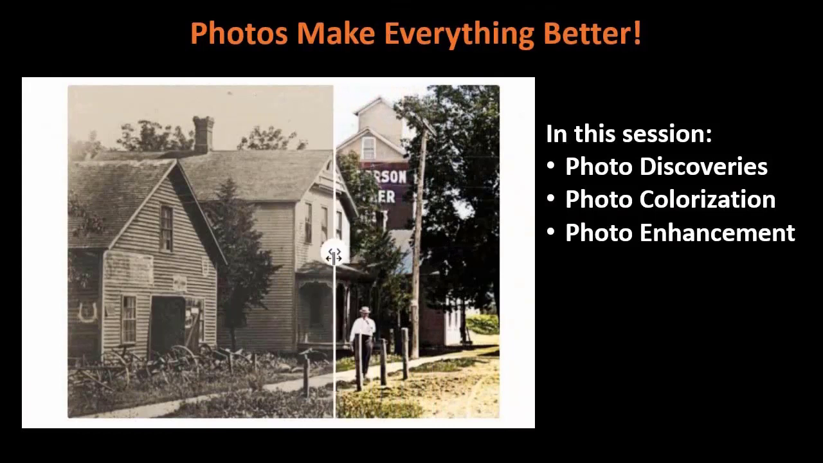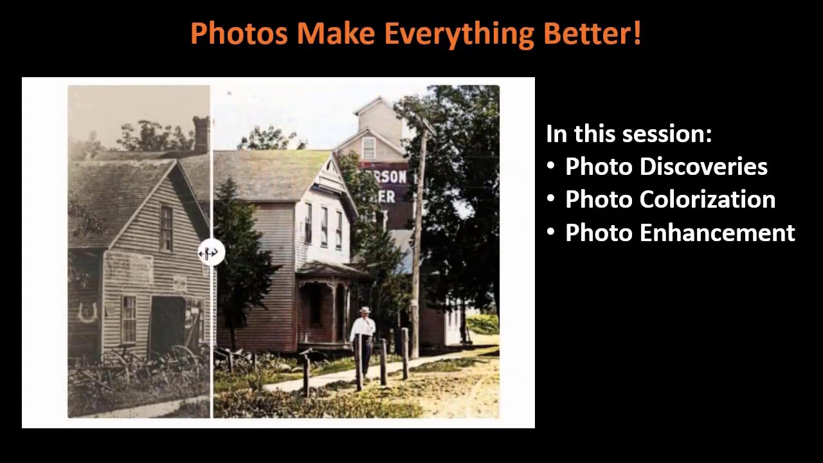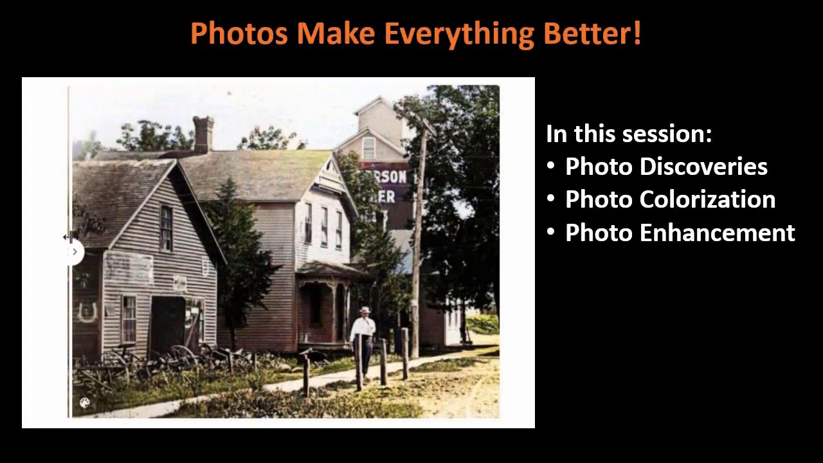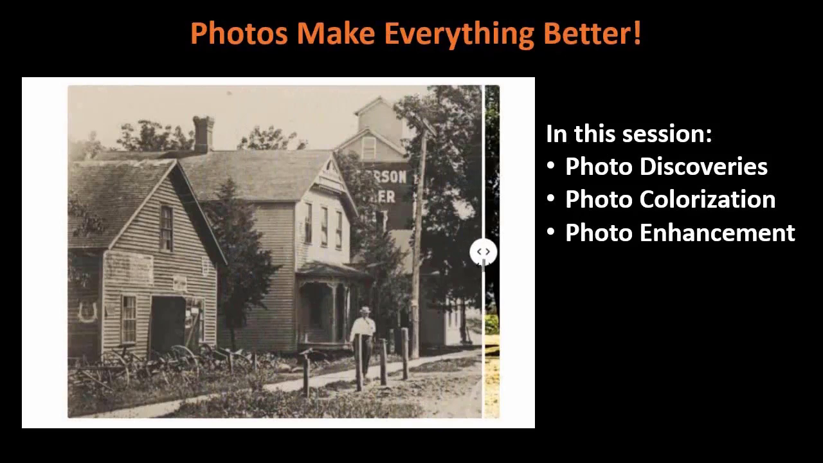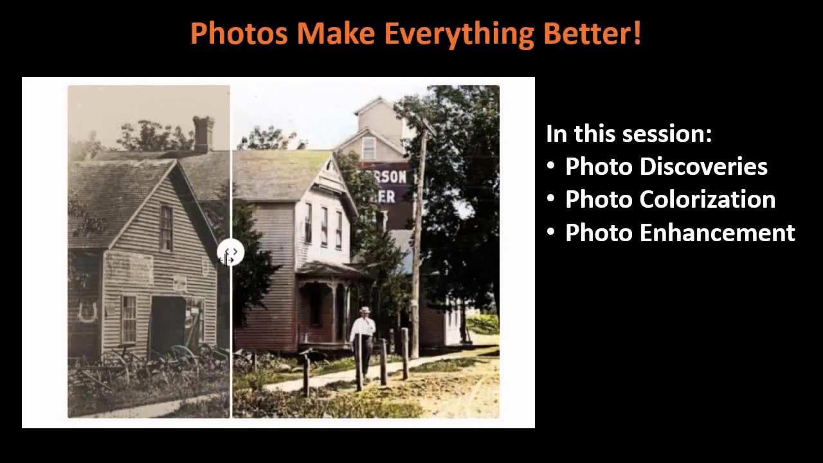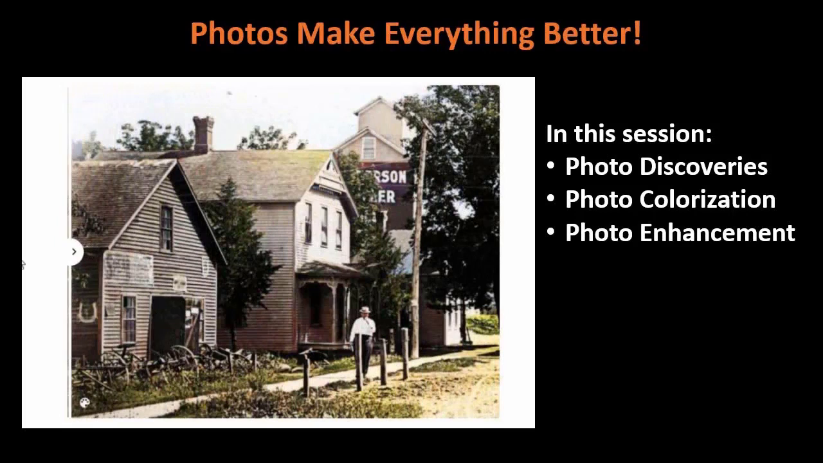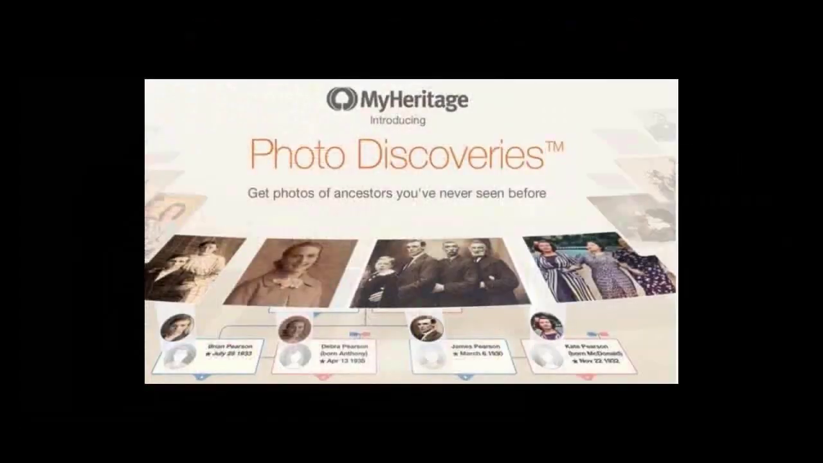So in this session, we're going to talk about photo discoveries. How do you find new photos for your family history on MyHeritage? And what we're looking at right now, the beauty of colorization, that you can actually colorize your own photos that you find in other locations, and you can enhance these photos. So it seems like every time I turn around, there is a new wonderful tool in MyHeritage to assist us with our photographs. So let's jump into, first and foremost, how can you find photographs that you maybe have never seen before at MyHeritage? You can do that through their photo discoveries.